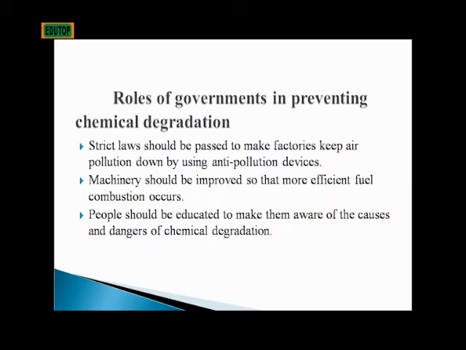Roles of government in preventing chemical degradation. 1. Strict laws should be passed to make factories keep air pollution down by using anti-pollution devices. 2. Machinery should be improved so that more efficient fuel combustion occurs. 3. People should be educated to make them aware of the causes and dangers of chemical degradation.